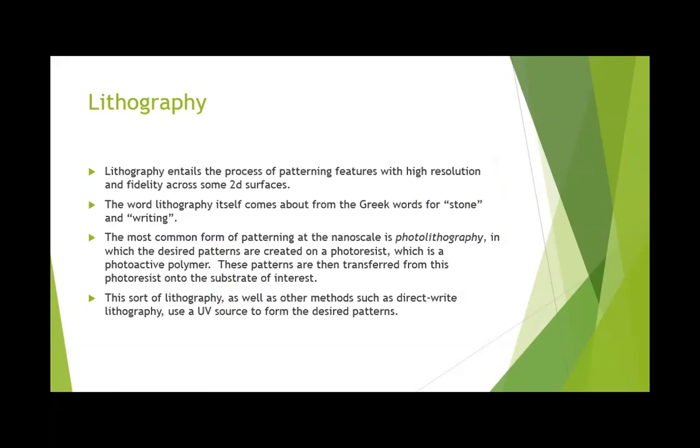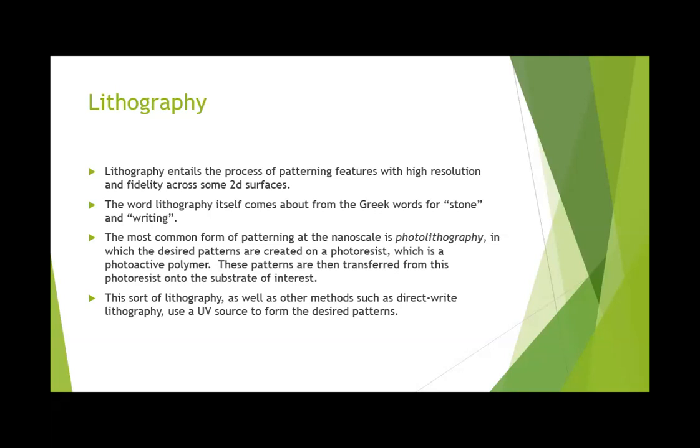So when we talk about condensed matter physics, obviously we're going to look at things at a pretty small scale. And so when it comes to lithography at the nanoscale, the most common type is photolithography. This is when the desired patterns are created on what's called a photoresist, which is some sort of photoactive polymer. The patterns on this photoresist are created usually by ultraviolet light in the case of photolithography. These patterns are then transferred from this photoresist onto the substrate of interest.